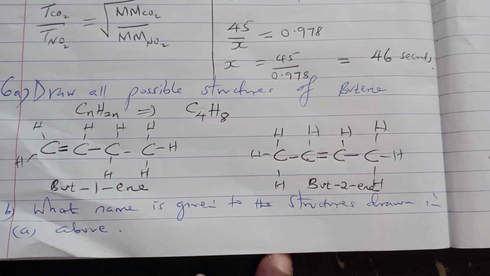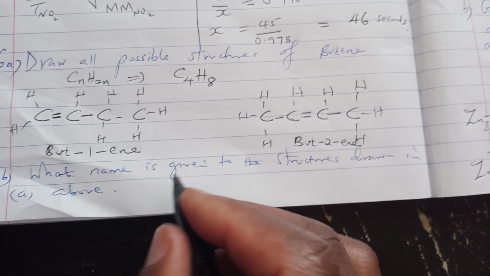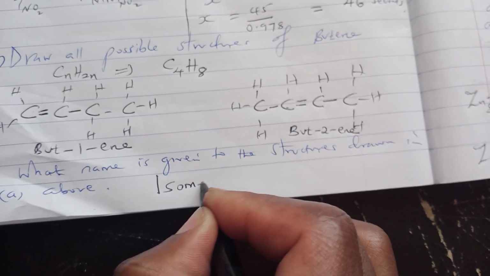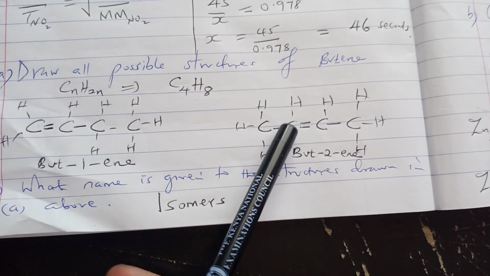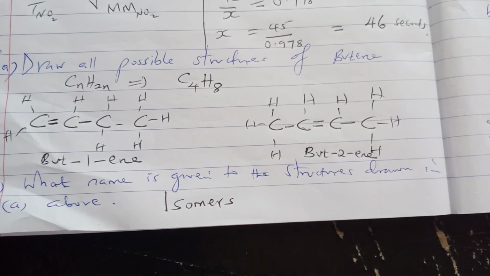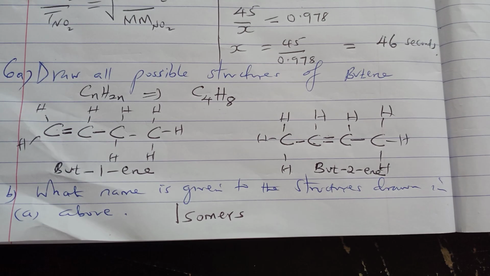And then what name is given to the structures shown here? I've already mentioned. These ones are called isomers. Same molecular formula, but different structural formula. So these ones are isomers of butene.